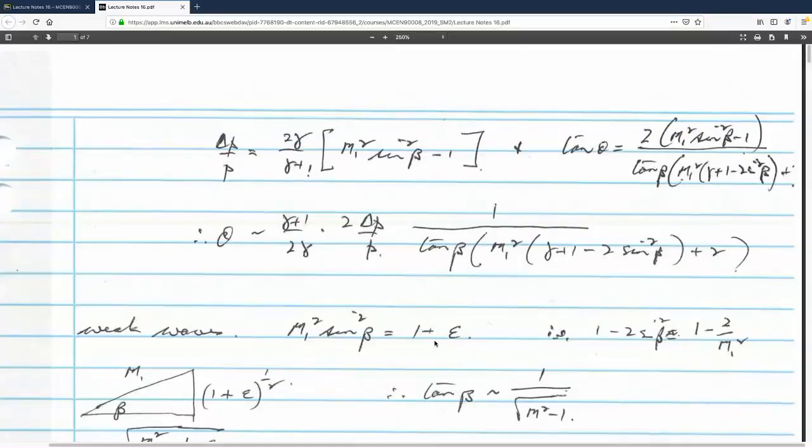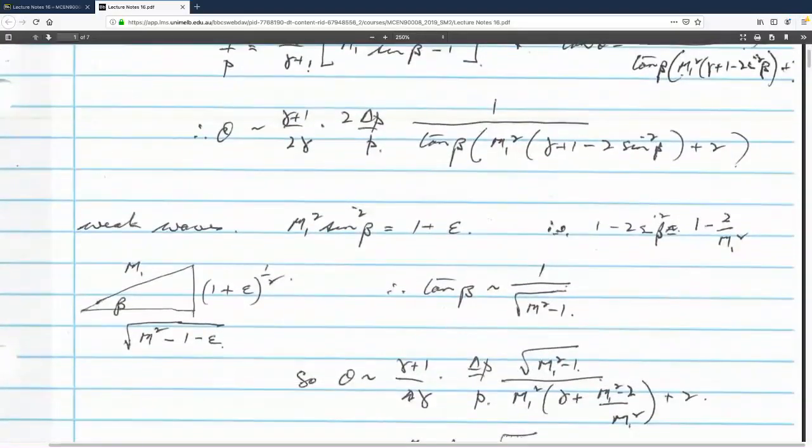Now let's draw this out. So here's beta. If I take M1 sine beta, it is (1 plus epsilon) to the 1/2. So here's a triangle. So (1 plus epsilon) to the 1/2 divided by M1 is sine of beta. I can just use a square for this, it is a right angle here. I can just use Pythagoras.